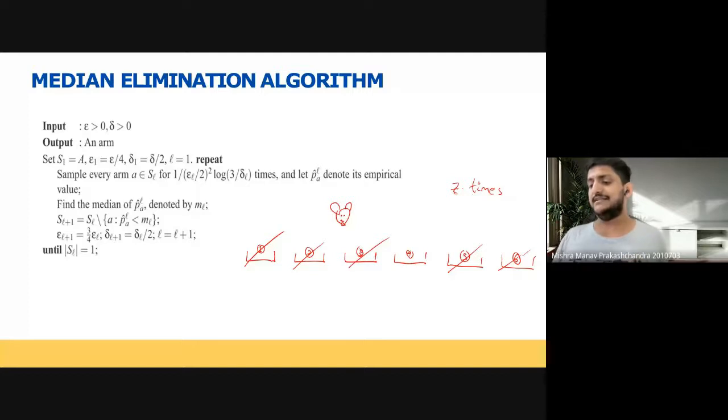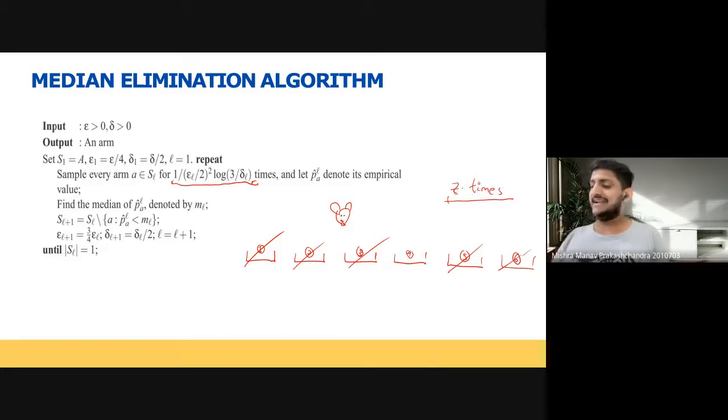What this does is it gives me a sample complexity. Here the Z that I'm talking about, how many times I need to feed the dog at the beginning of each round, is basically this magic quantity. If I feed my dog this many times, then I get some estimate based on which I compute the median and eliminate half of them.